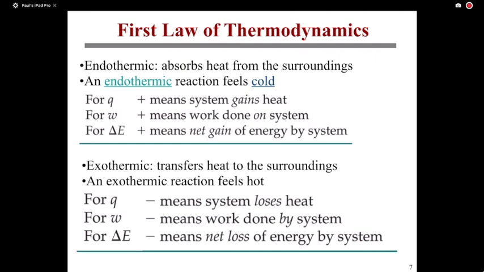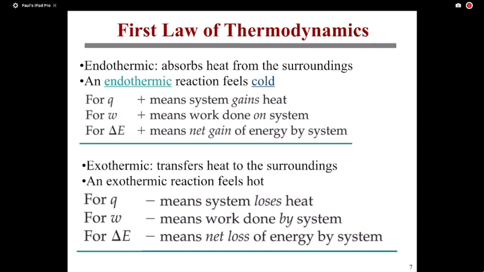Technically, if by chance you had an endothermic process going on in your hand, it would feel cold because your hand is the surroundings. The energy flows from your hand into the system. It would feel cold. That's an endothermic process. An exothermic process is you put something in your hand, it is going to give off energy. It will transfer heat into the surroundings. So if I held on to something that was exothermic, it would feel hot because more energy is being released.